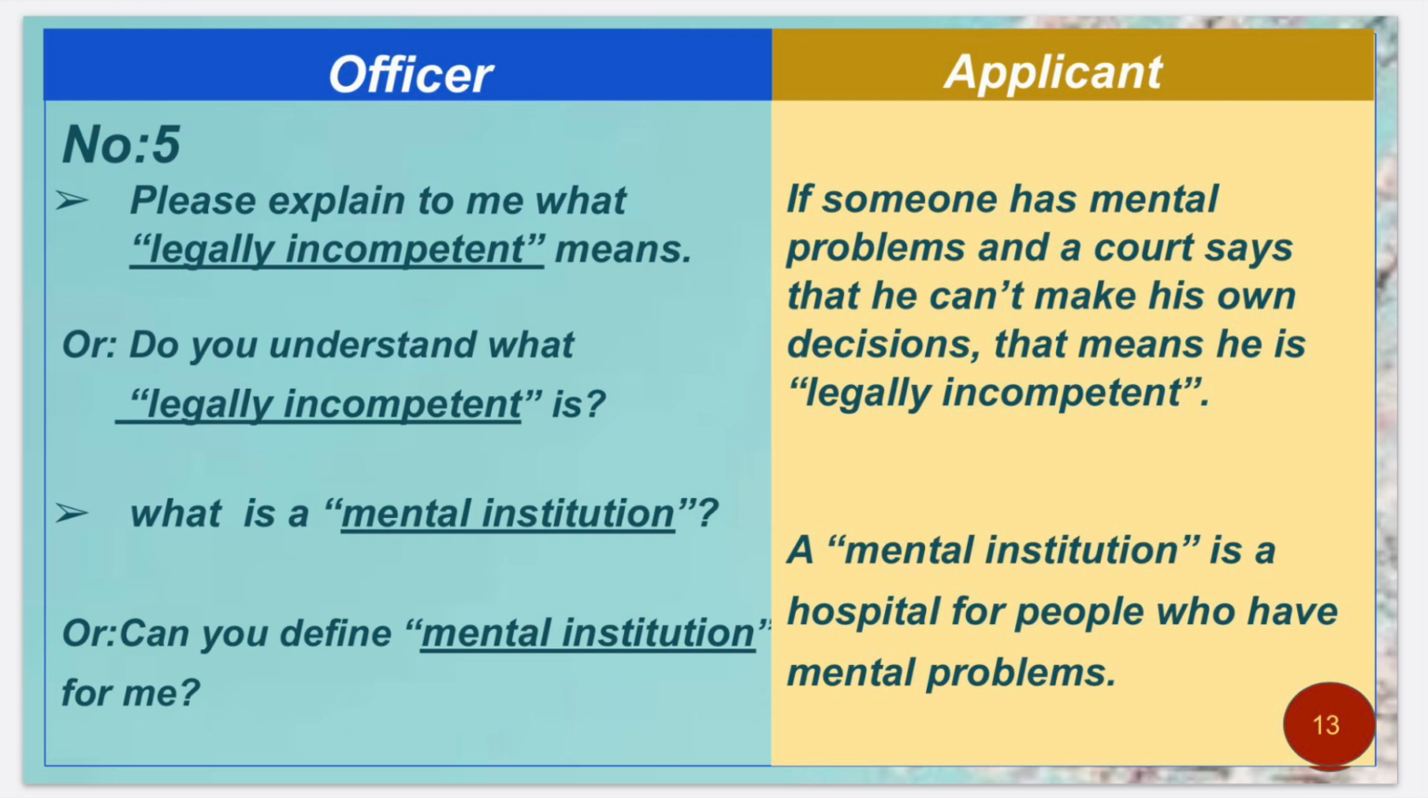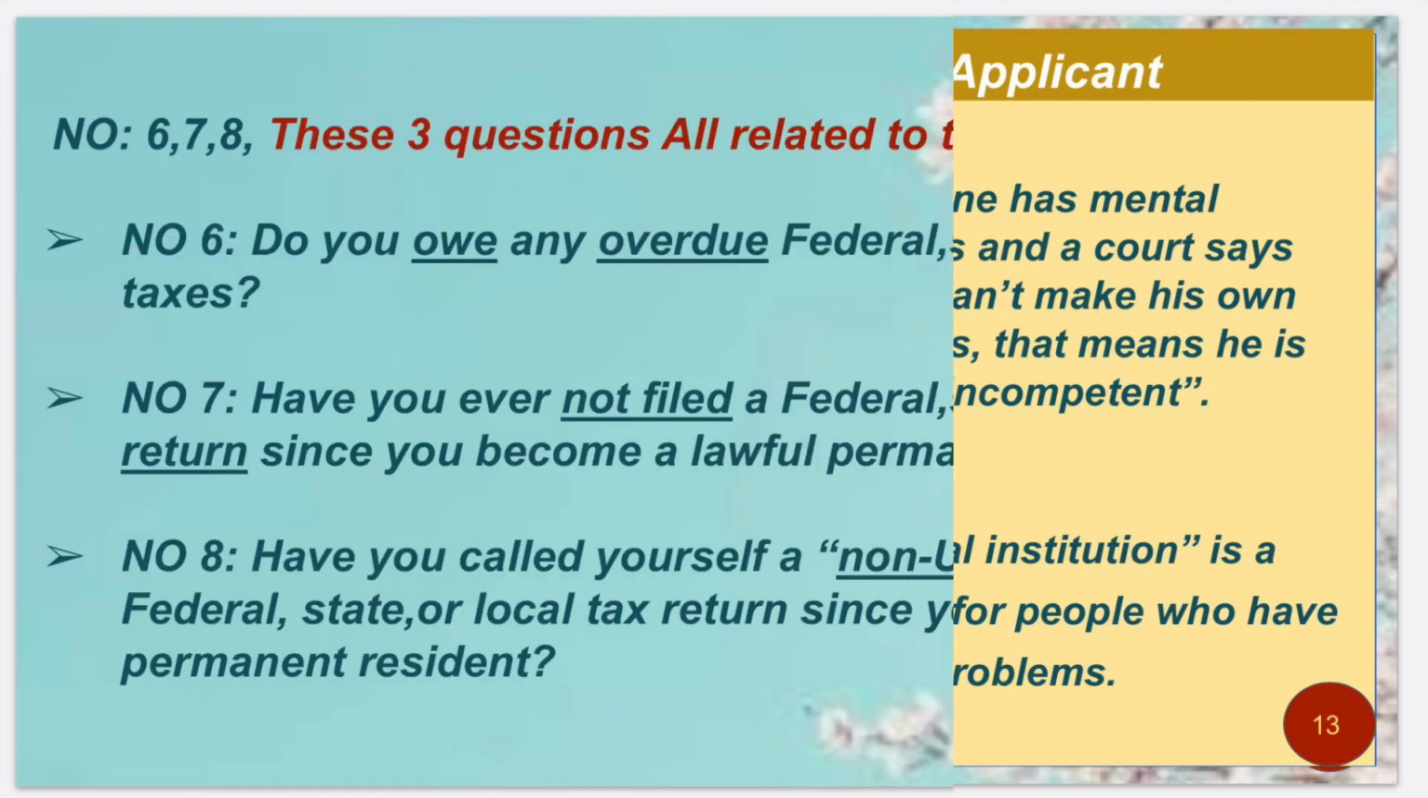Please explain to me what legally incompetent means. Do you understand what legally incompetent is? What is a mental institution? Can you define mental institution for me? If someone has mental problems and a court says that he can't make his own decisions, that means he is legally incompetent. A mental institution is a hospital for people who have mental problems.